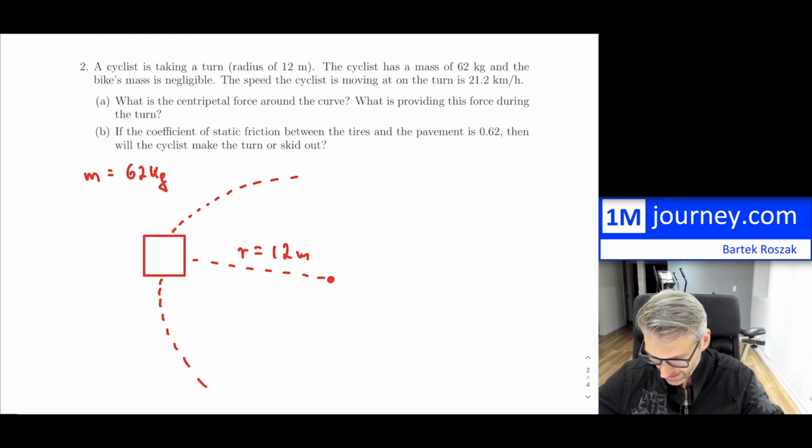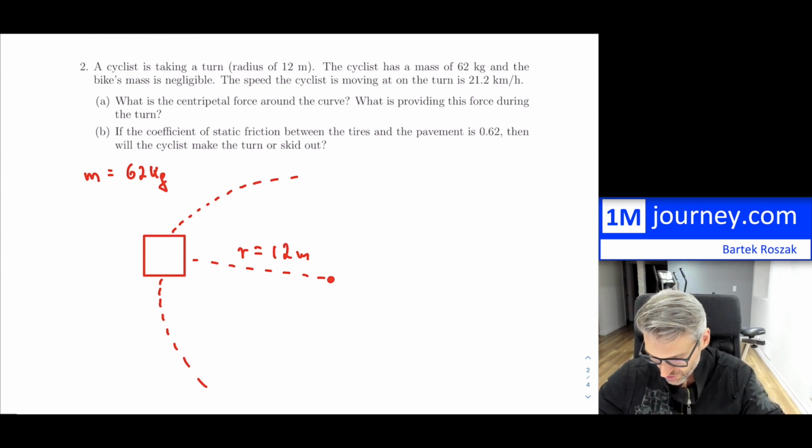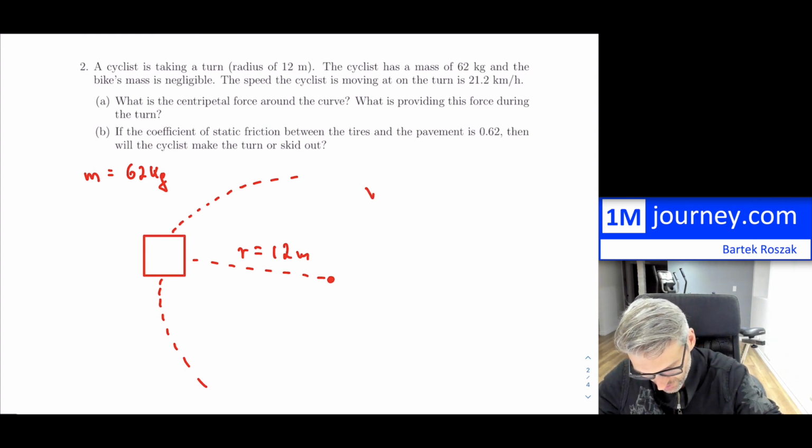The bike has a negligible mass, and I guess it's true nowadays. I mean, really good, nice bikes don't really weigh that much, although I don't know if it would have been super negligible, but that's what it says in the question. The speed the cyclist is moving at is V, and that's going to be 21.2 kilometers per hour.